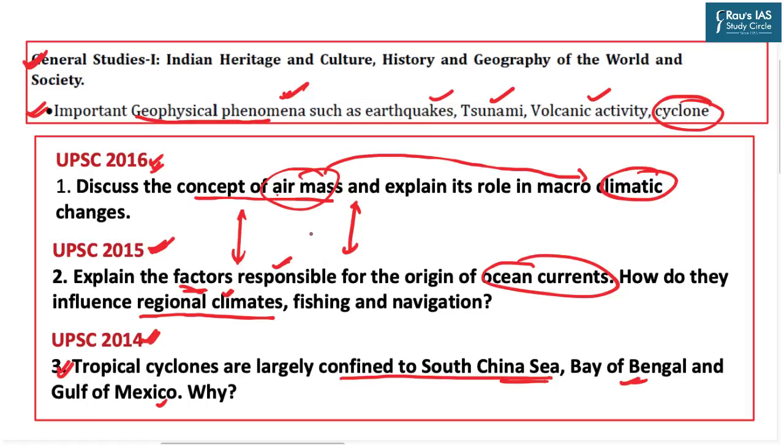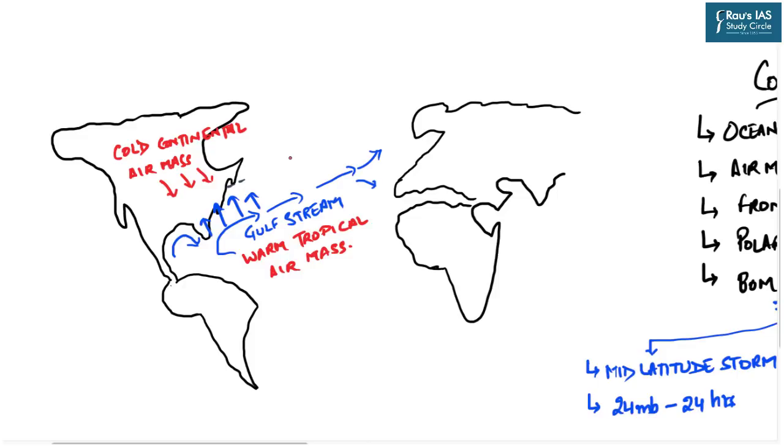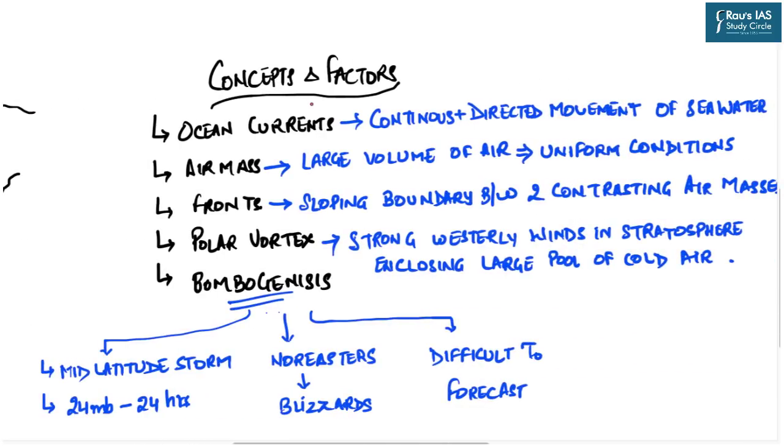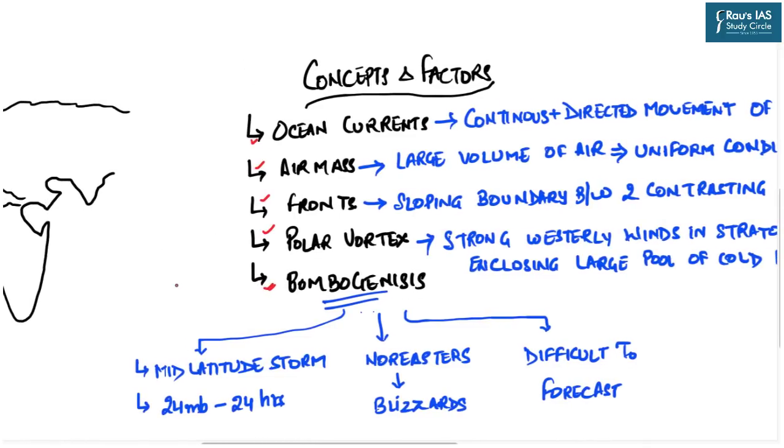So now let us begin understanding the basic concepts related to bomb cyclones. In this session we are going to discuss the bomb cyclone, its concept, its formation and its relative motion with the help of this diagram. We will understand the key concepts and factors governing bomb cyclones: ocean currents, air mass, fronts, polar vortex and the phenomenon of bombogenesis. Now let us begin our detailed discussion about this topic.